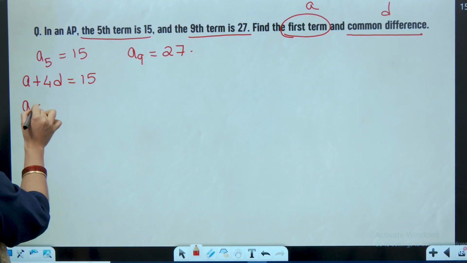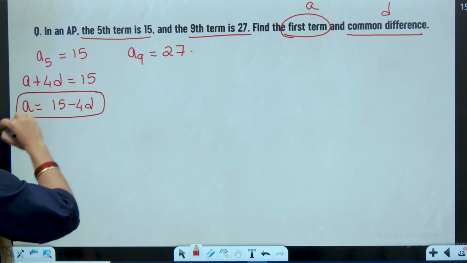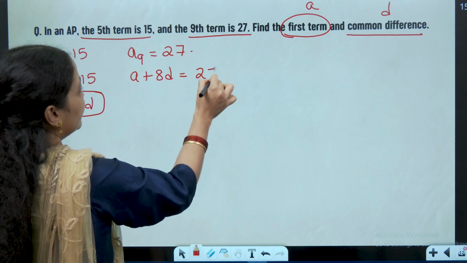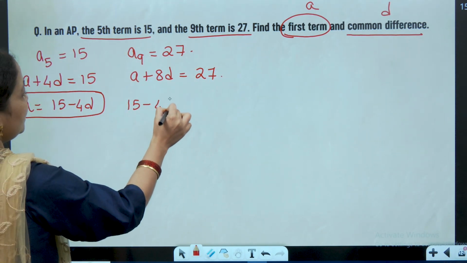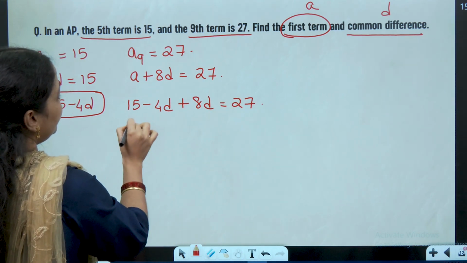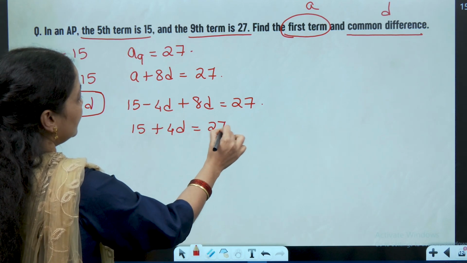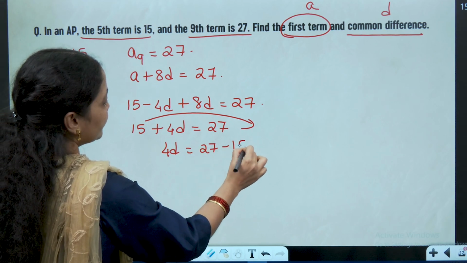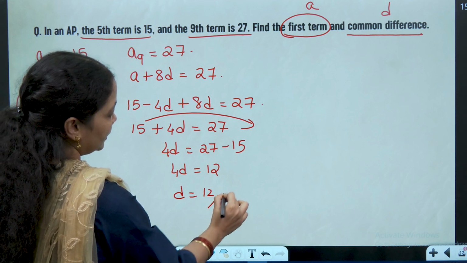So I'll retain A. It will be 15 minus 4D. I'll put this in a block. Now A9 can be written as A plus 8D equal to 27. What is A from this block? I'll substitute it here. 15 minus 4D plus 8D equal to 27. So minus 4D plus 8D is plus 4D, so 15 plus 4D equal to 27. I'll shift the 15 here. 4D equal to 27 minus 15. 4D is 12 and D will be 12 by 4, that is 3.